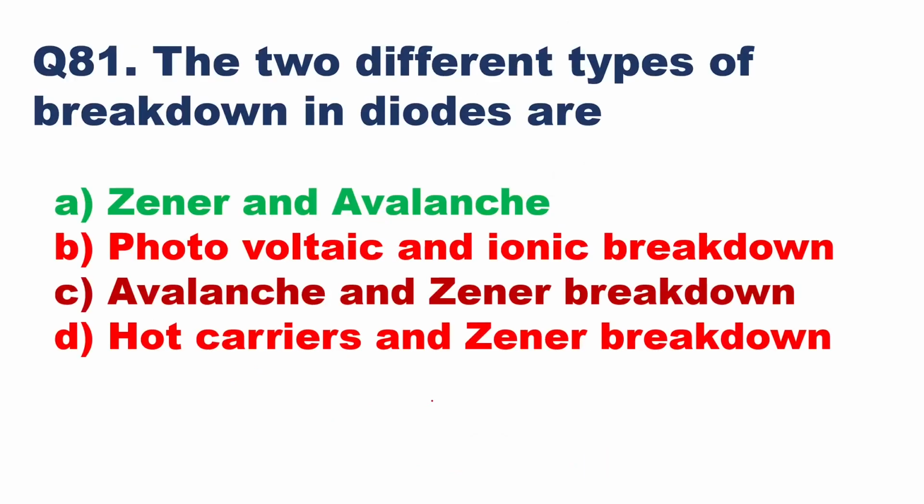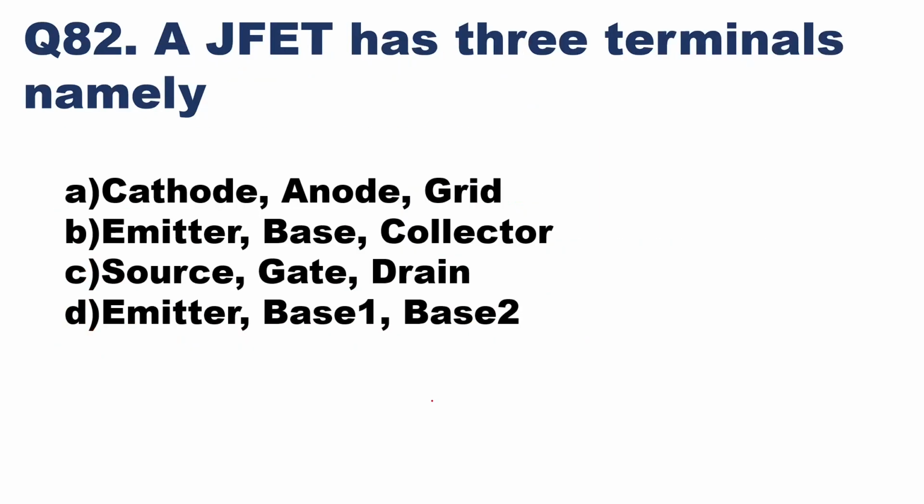So according to this question, the two different types of breakdown in diodes are Zener and avalanche. Now, logically, as I've told you earlier, option C also will go correct because the two breakdown names are given in option C also. But specifically, I am saying option A because the word breakdown is used in the question: breakdown in diodes are Zener and avalanche. Then we'll go to the next question.